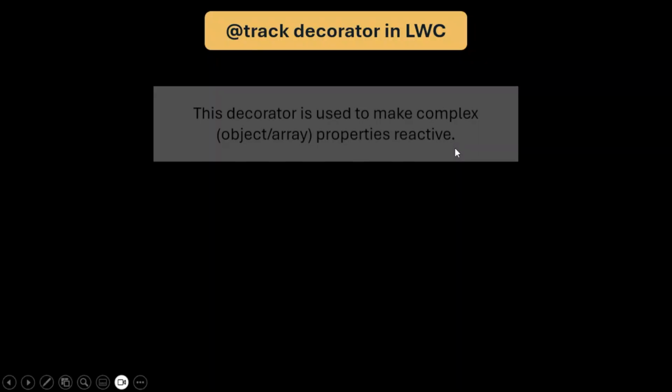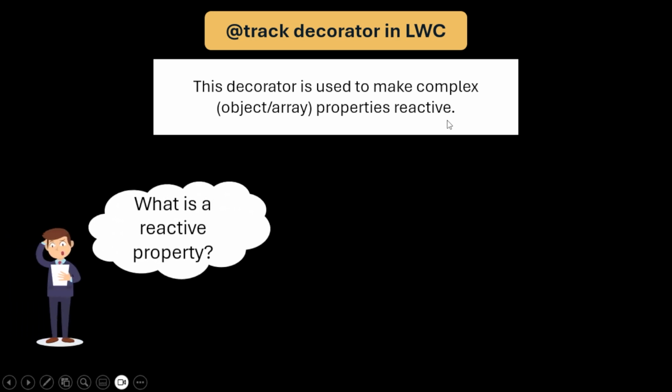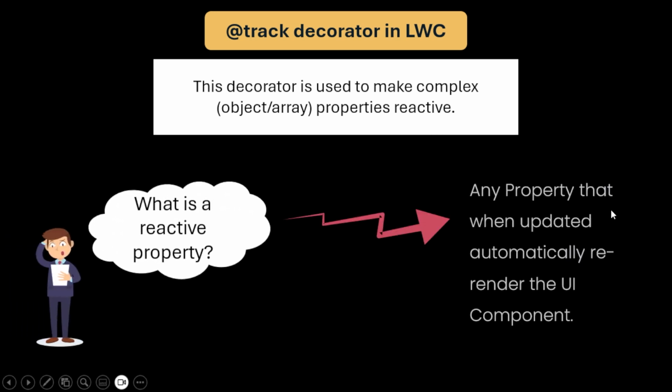The first one is the @track decorator in LWC. So what is the basic definition of it? This decorator is used to make complex object and array properties reactive. But wait a minute, what is a reactive property? Any property that, when updated, automatically re-renders the UI component. So we'll see with an example what it means.